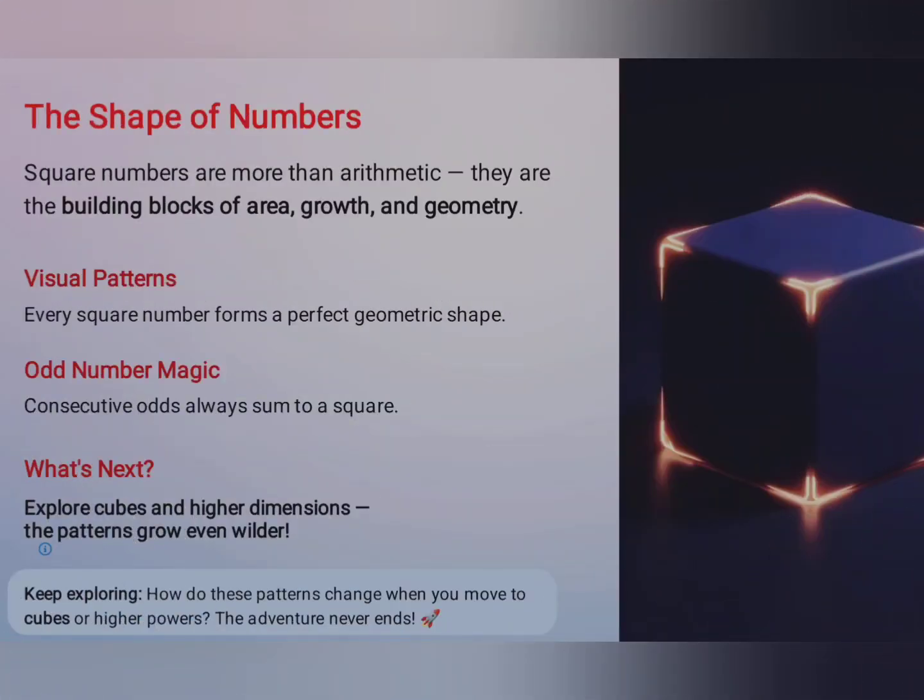Finally, we see the shape of these square numbers. It is more than arithmetic; they are the building blocks of area, growth and geometry. Every square number forms a perfect geometric shape in visual patterns. Consecutive odd numbers always sum to a square, which is the odd number magic. Also, we can subtract consecutive odd numbers from the given number to find the square root of the given square number, which will be discussed in the upcoming videos.